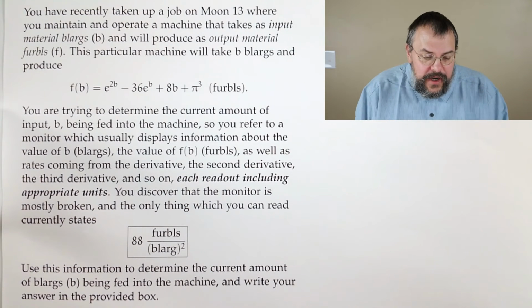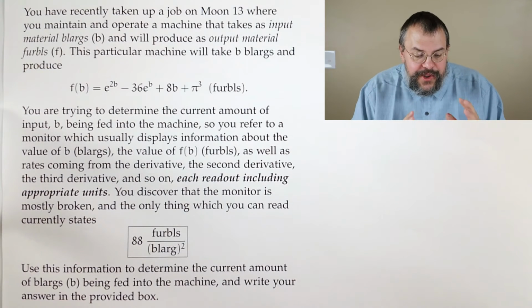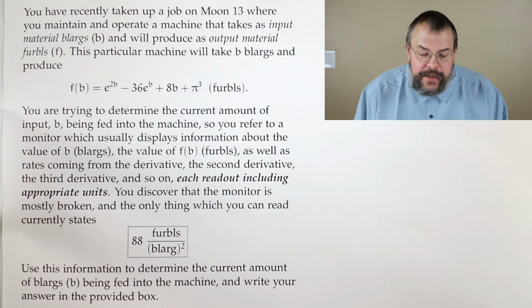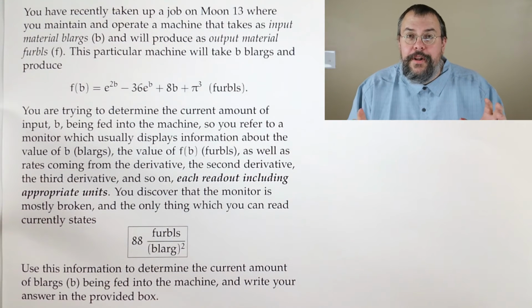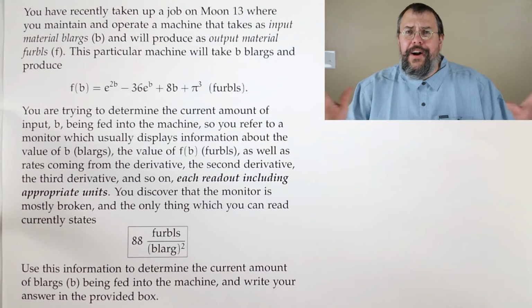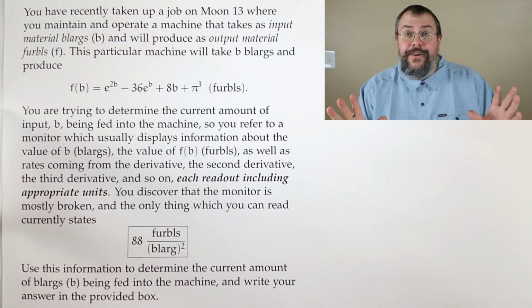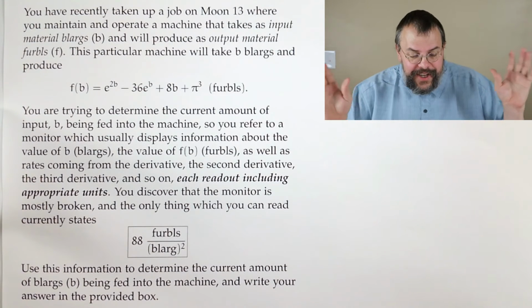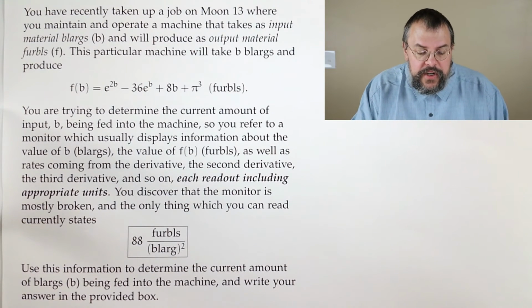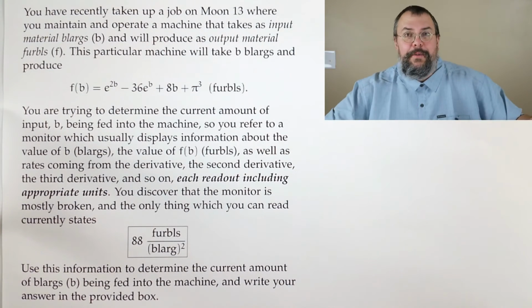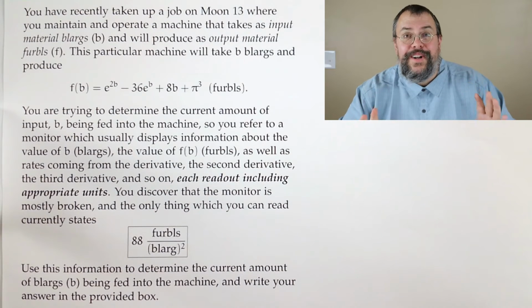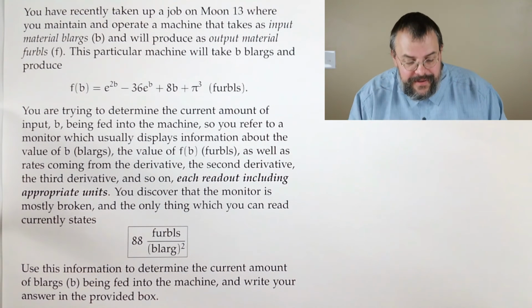All right, you've recently taken up a job on Moon 13 where you maintain and operate a machine that takes as input material blargs. Now you might be thinking, I don't know what a blarg is. You don't need to know. It's just something. Okay, and it will produce as output material furbles. All right, now you're like, now I really don't know. It's okay. Don't worry about what a furble is. It's not important. We can still make progress.